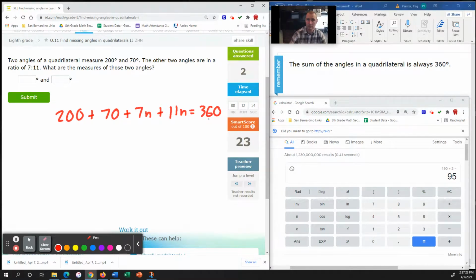All right, so what we're going to do is we're going to do some math, start subtracting out the ones we know, and see what happens. First step is we can subtract out 200 from both sides because that one is well known. Subtract out 200 from 360 degrees. Remember, the 360 degrees is the total number of degrees in a quadrilateral, a four-sided shape. So 200s are out, 70 comes down, plus 7n comes down, plus 11n equals 360 minus 200. I'm getting 160 left on that one.